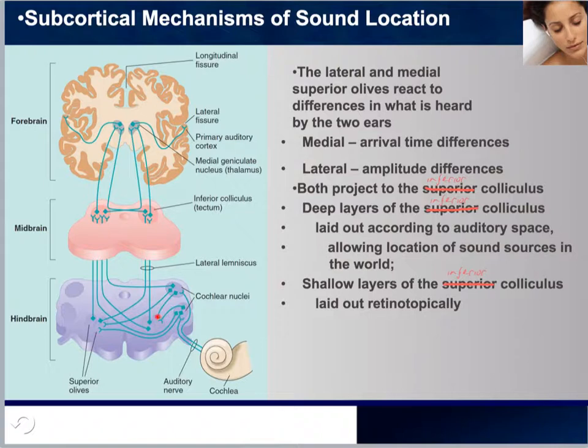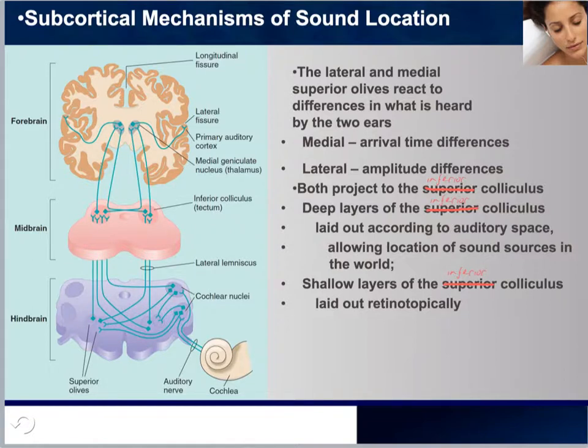The lateral superior olives, which would be on the side, are known for amplitude differences. So in a lecture, professors that do a good job of regulating their voice when they want you to know certain things may, instead of speaking in a monotone voice, just increase their volume when something is important. And you would then be able to sense and perceive the difference, and that would activate the lateral superior olives.